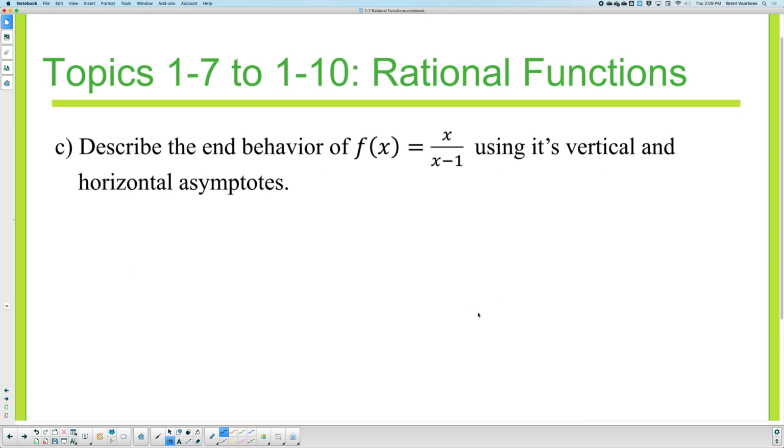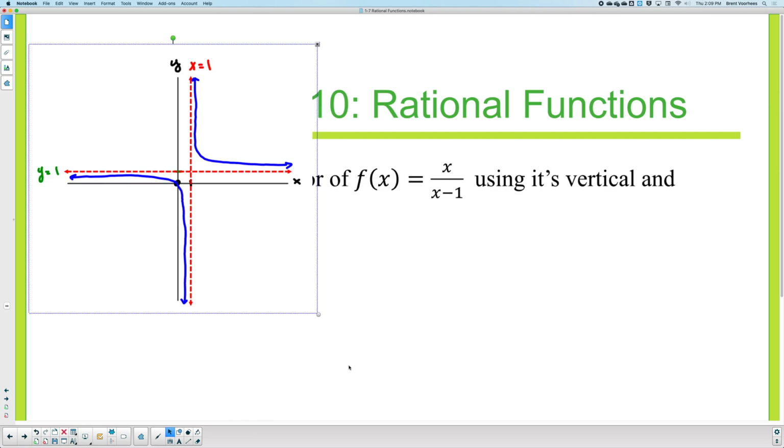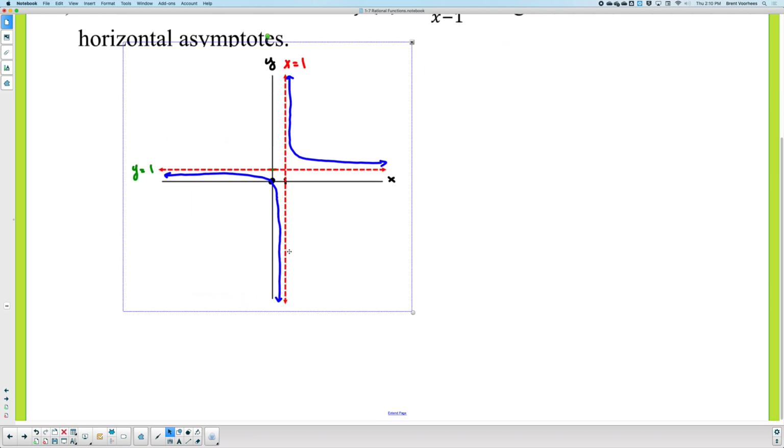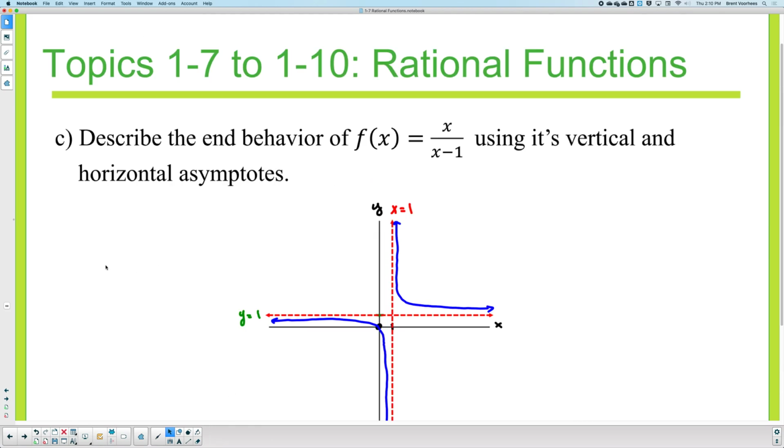Describe the end behavior. Let me copy this as it is this time so I don't have to shrink it one more time. We want to describe the end behavior. That means the limits as you go to the left and the right. So we'll do the one that goes to the right over here. Let's describe the end behavior as x increases without bound, meaning it goes to positive infinity.